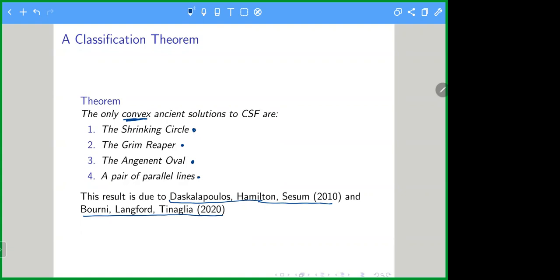Eventually, I'm going to be interested in the same convex ancient solutions, but for higher dimensional flows. That's why I bring these up, and I'll also be using these objects in my constructions as well.